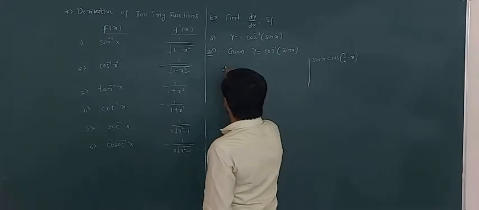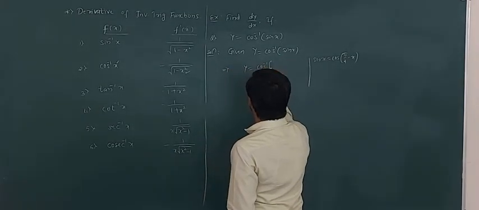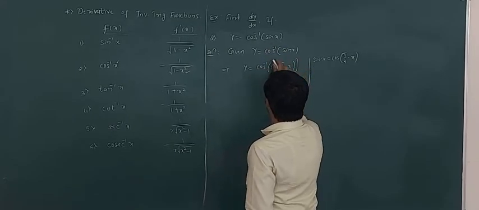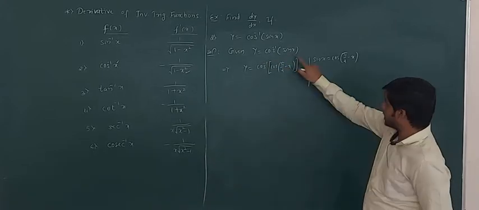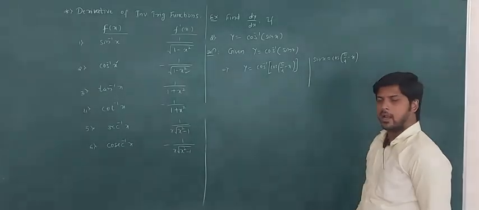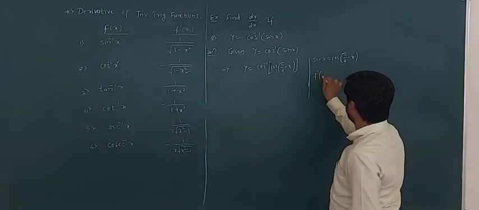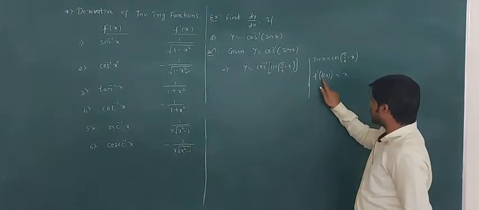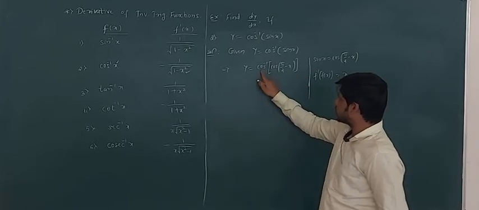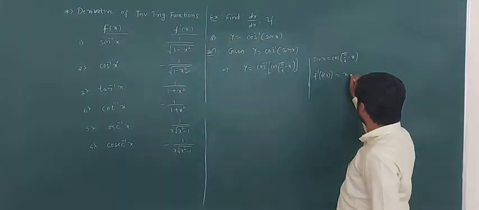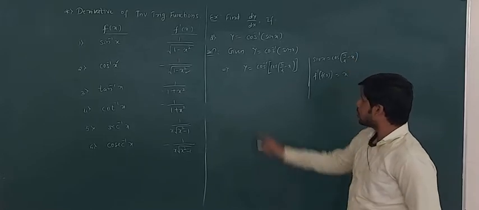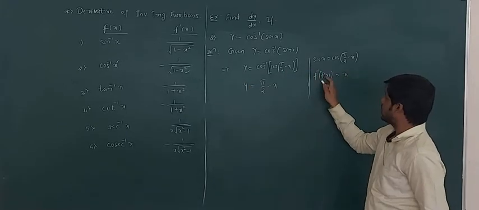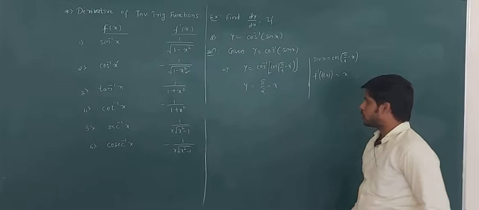So y equal to cos inverse of cos of pi by 2 minus x. Here sin x equals cos of pi by 2 minus x. And again we know that f inverse of f of x is equal to x, by using the inverse function. Here both the functions are the same, so it is nothing but pi by 2 minus x, because in place of x we have pi by 2 minus x.